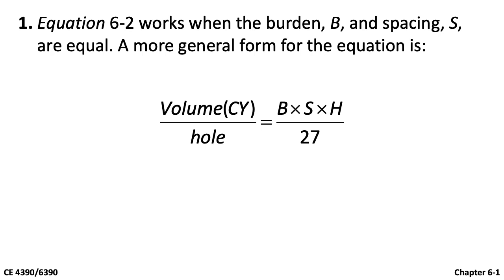When B is not equal to S, you need to apply this general equation when estimating production. The total volume per hole is equal to B times S times H, divided by 27.